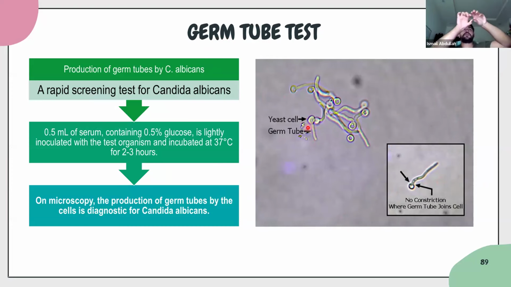If you have a yeast cell with a germ tube, this is a positive germ tube test, which indicates that there is Candida albicans. You have to know this. This was asked last year. You need to know that there's 0.5 milliliter of serum containing 0.5% glucose, incubated at 37 degrees Celsius for 2 to 3 hours. You have to know this. This was repeated last year. Germ tubes are diagnostic for Candida albicans. And this is high yield. You have to know this.